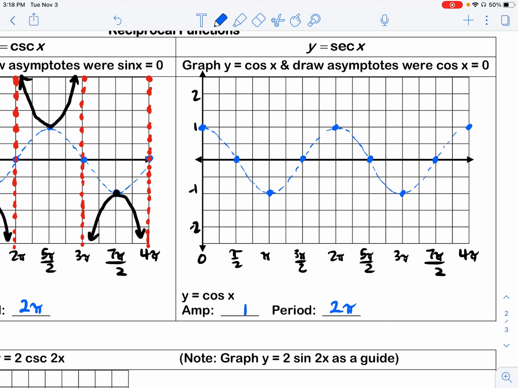And students also ask me, do I have to draw the guide? And the answer is no. I'm doing this early on because it's our first time seeing this, but moving forward, if you want to just go ahead and start graphing the reciprocal, you're welcome to do so. So again, wherever there was a 0, I'm going to graph its reciprocal, which just means it's undefined there.